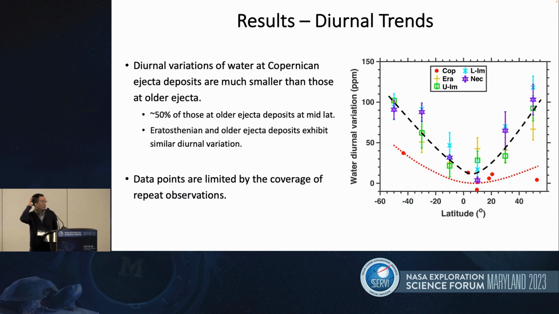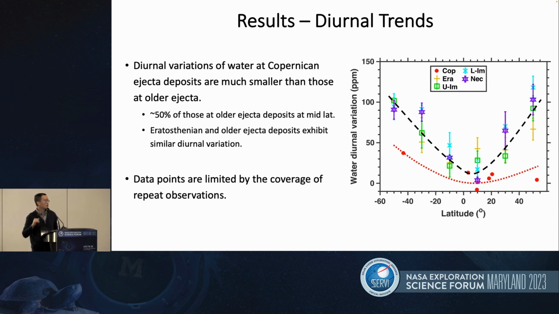And then we also examined the diurnal trend. What we see here is that the water content at craters older than 1.1 billion years, older than Eratosthenian, all cluster together. The y-axis is the diurnal variation, the x-axis is the latitude. You can see it's latitude dependent, but overall the older craters tend to cluster together, while for the Copernican crater ejecta, you can see the diurnal variation is much weaker. At mid latitude it's only like 50% of those older craters.